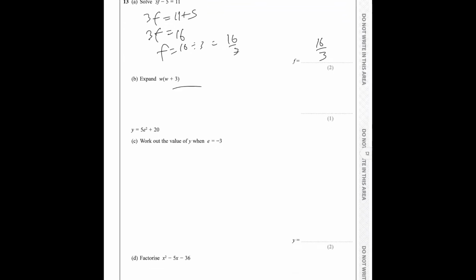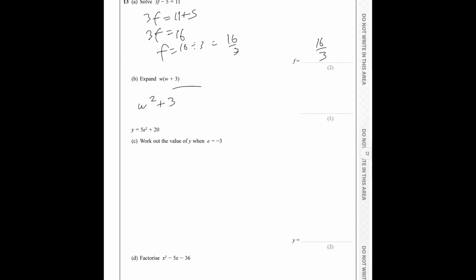This is mostly algebra. Well, this paper is pretty long for being a foundation paper. It's surprising. So it's 11 plus 5, that's 16. F is equal to 16 divided by 3. Just leave it as a fraction. That should give you the marks: 16 divided by 3.